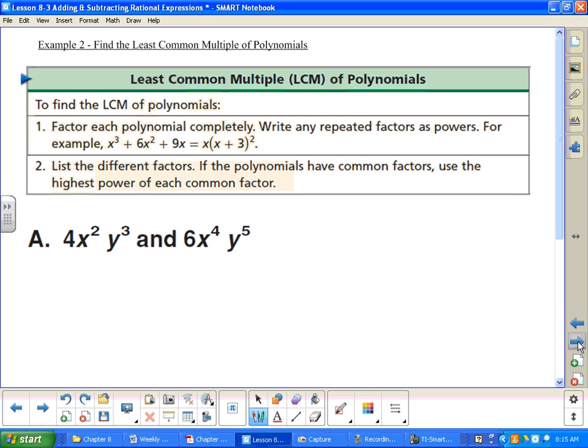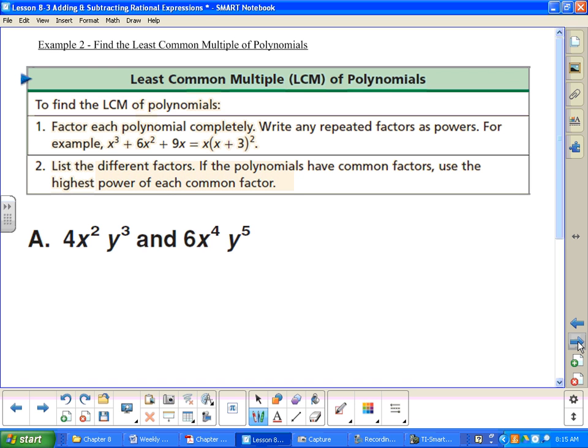So to find the least common multiple, factor each polynomial completely, write any repeated factors as powers. For example, if we have x cubed plus 6x squared plus 9x, we'll write that as x times the quantity x plus 3 squared.